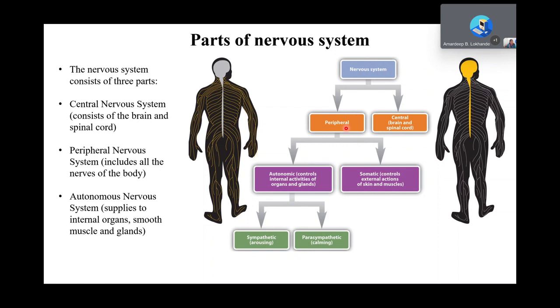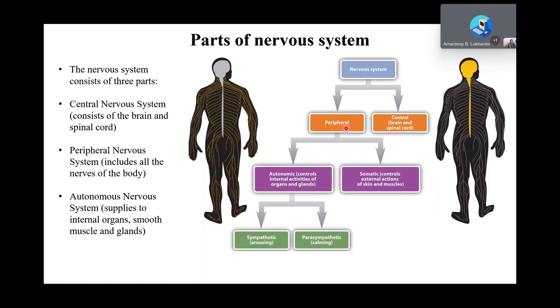Autonomic are those nerves that control the organs and glands, so these are involuntary activities. But the somatic are the ones for the control of skin and muscles, so these are the voluntary actions that one can control. The nerves that control these kinds of motions are the somatic nerves.